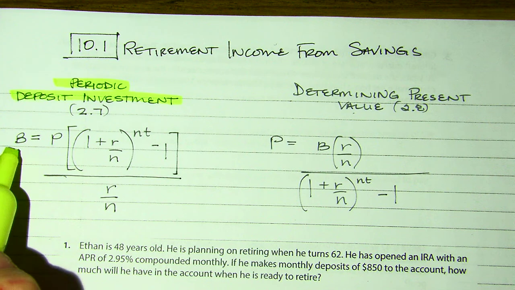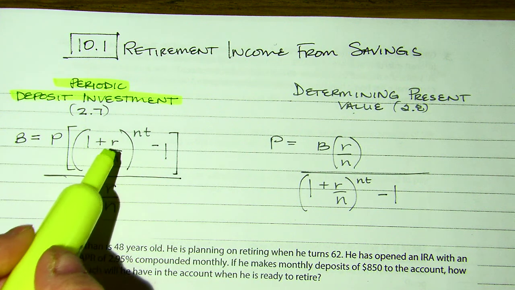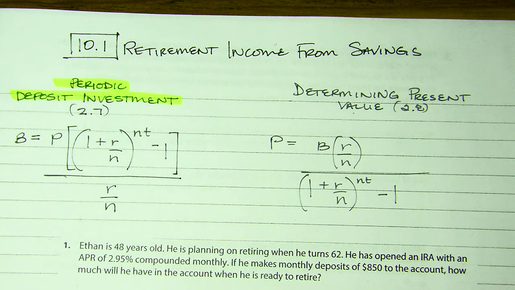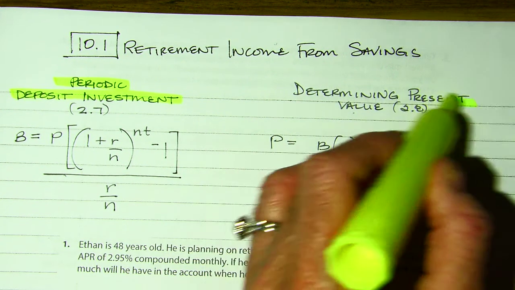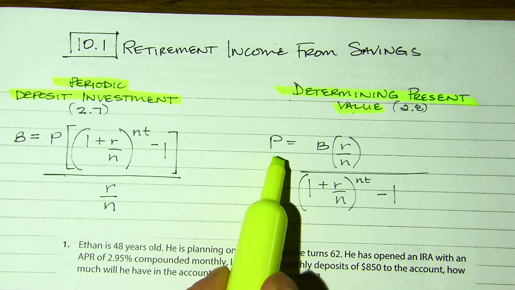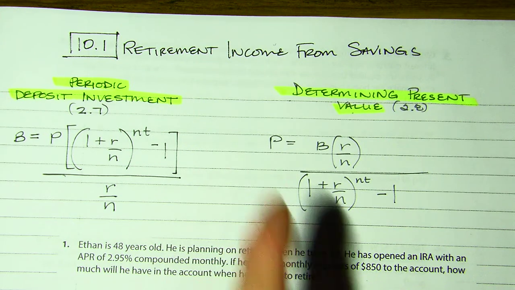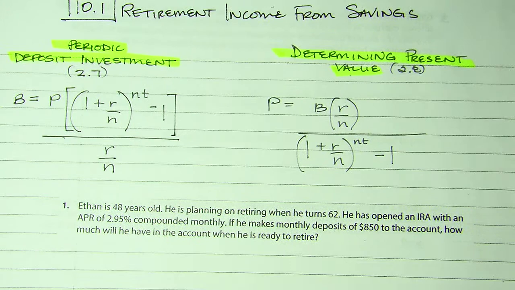So we've got our balance equals our periodic deposit, R is our rate, N is how often we compound it, and T is for time. And then we're also going to be using our present value formula. That was from lesson 2.8, and it's where we find the value of how much we would need to deposit today. So we're going to do some examples of each.